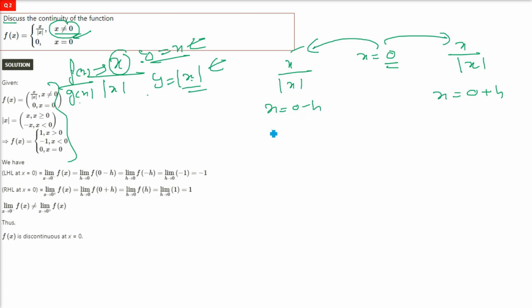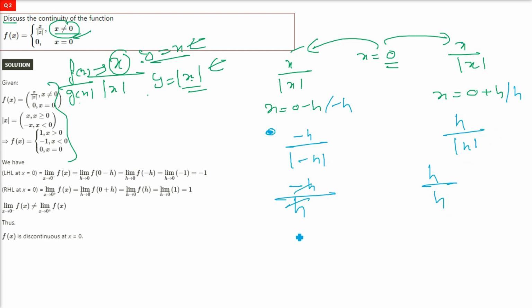Okay. Let me write this. Because we are using minus h and h, I am putting it here. Minus h divided by mod of minus h. Here h divided by mod of h. Mod is absolute value. So positive h will come out. Here h by h. You can cancel it. It is negative 1. You can cancel it. It is going to be 1.